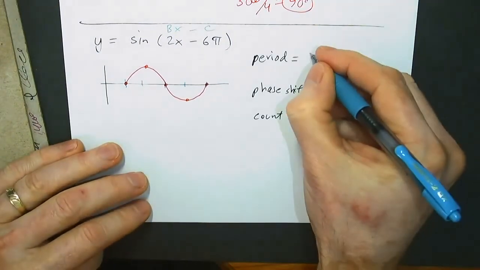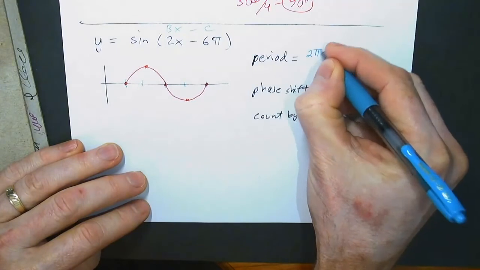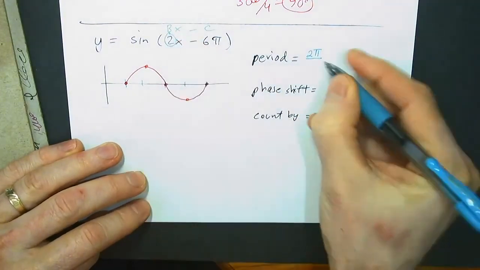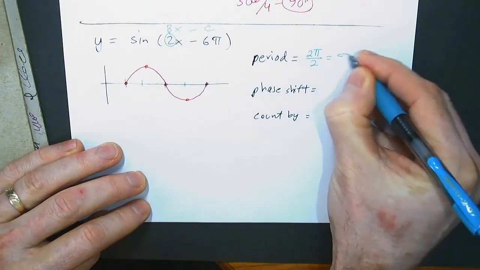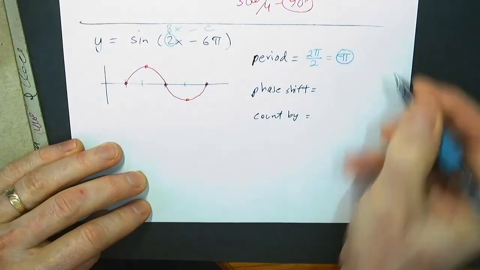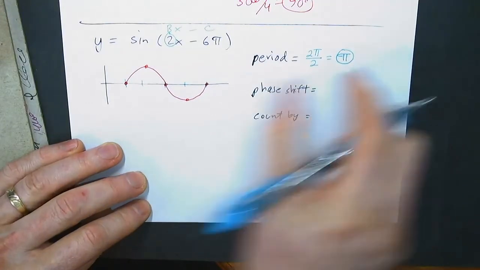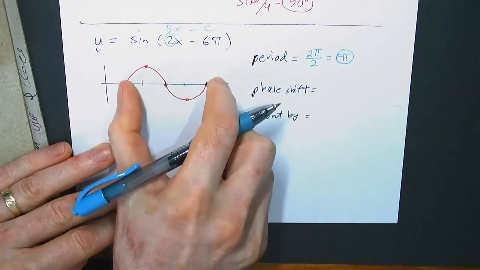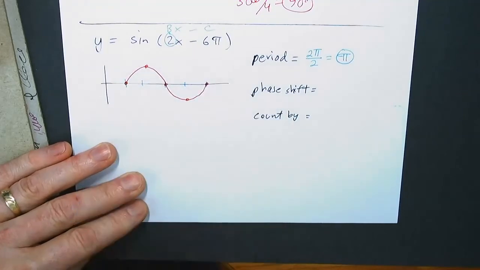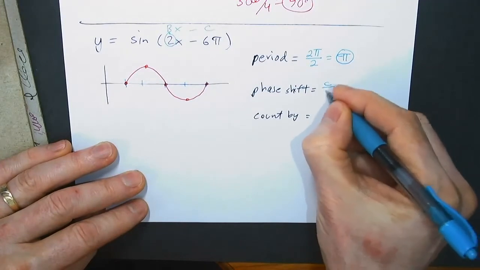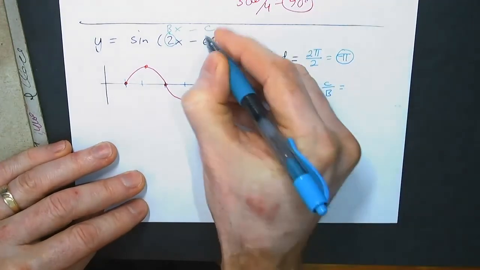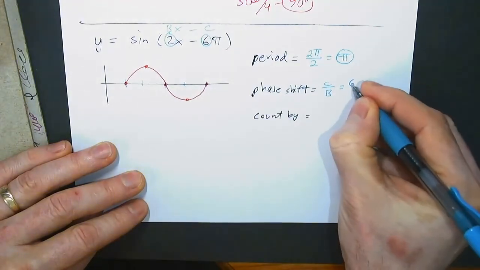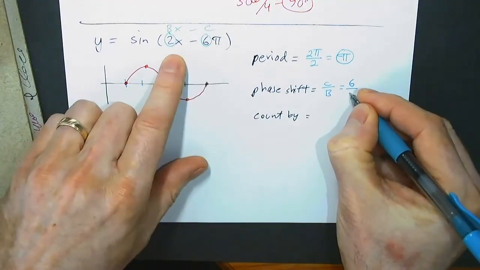Okay, so the period, 2 pi over b. B is 2. So the period's only pi. So this wave has only a length of pi. But where do we start? We're not starting at 0, but the whole length's only 180 degrees, or pi. Phase shift, c over b. Here's c. Don't look at the minus.